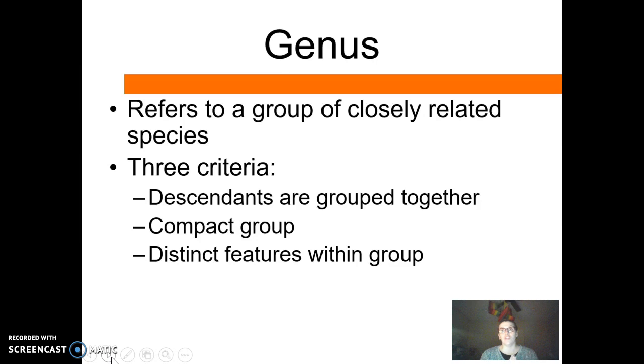So a genus refers to a group of closely related species. There are 3 criteria to qualify as a group of closely related species, or a genus: the descendants are grouped together, it's a compact group, and there are distinct features within that group. This is where we talk about things like all of the cat-like species or all of the dog-like species. Those sorts of groupings are what we're looking at when we're talking about the genus level. So they're animals that are definitely distinct from other groups, but they seem to be related to each other.